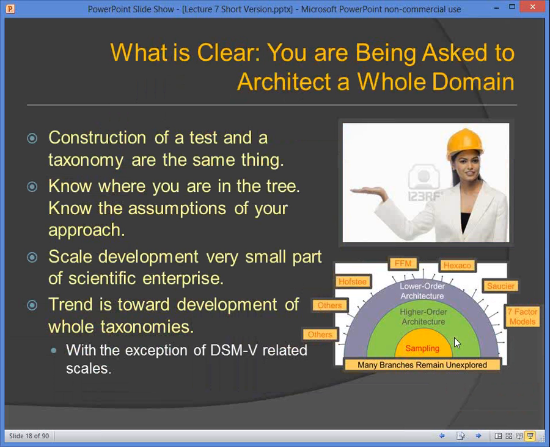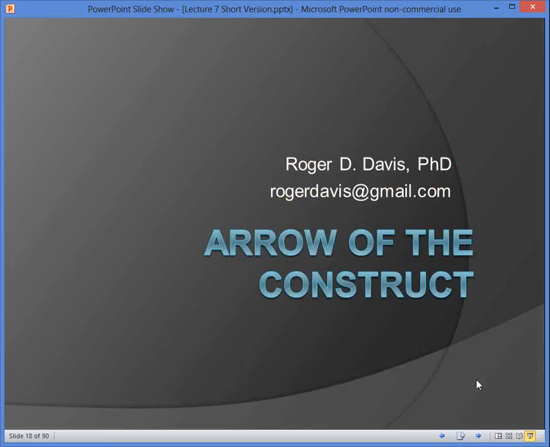So that doesn't really seem to be happening in psychology. Instead, we're exploring this space in terms of creating inventories and models, and it doesn't seem to converge on a single result. What is clear, however, is that when you are asked to construct an inventory, which is the subject of the class, you're being asked to architect an entire domain. The entire domain could be personality, abilities, emotional intelligence, or many, many different things, but you're being asked to derive an inventory which effectively functions as a taxonomy for that domain.